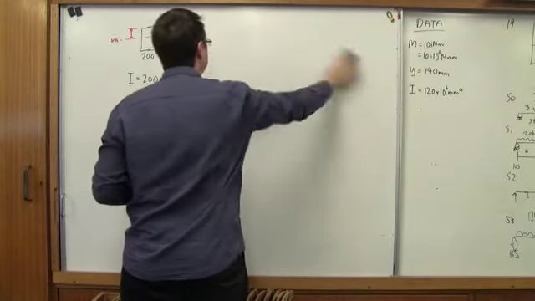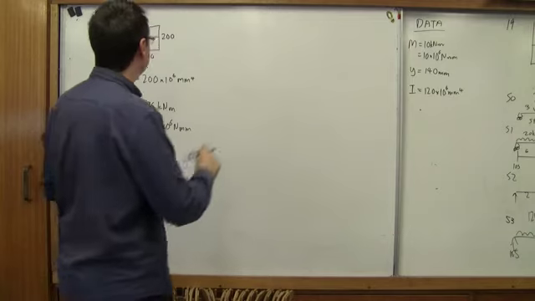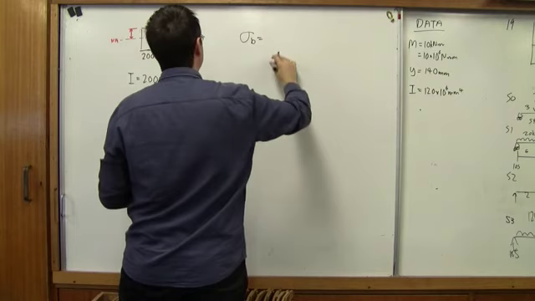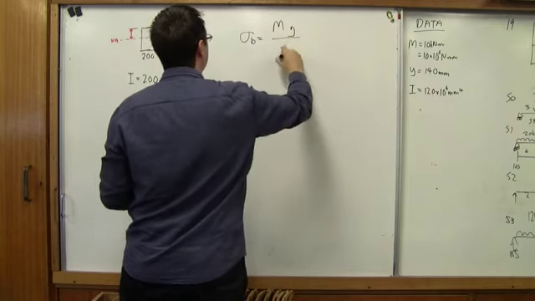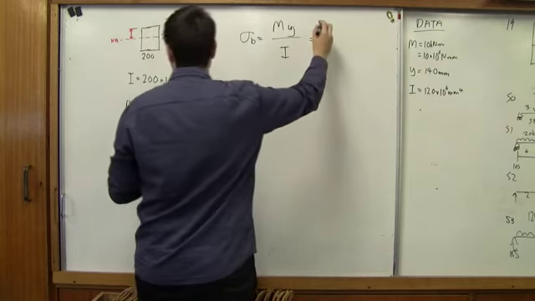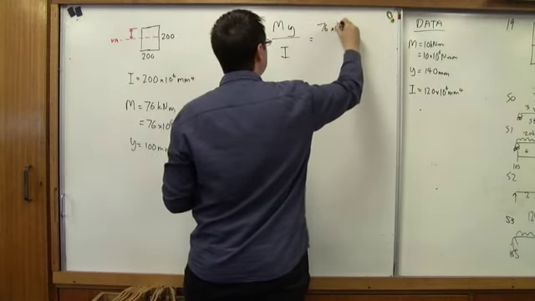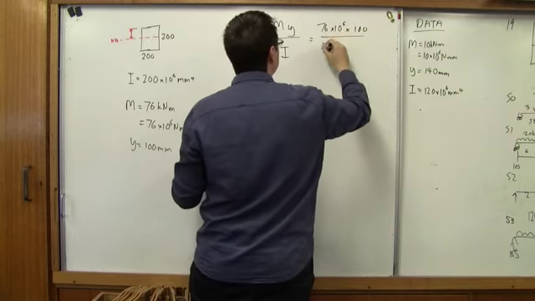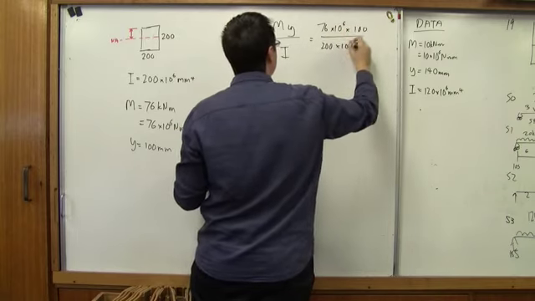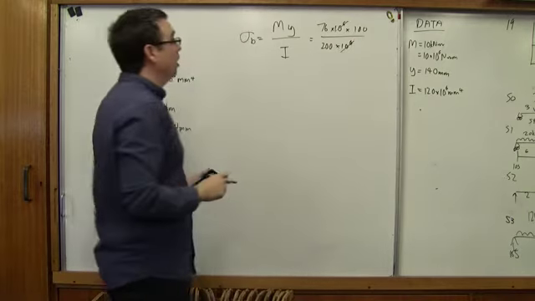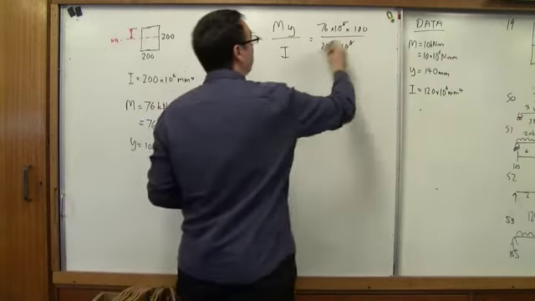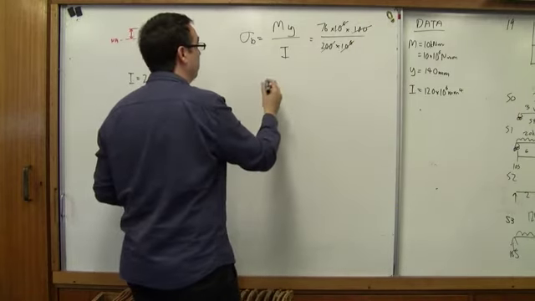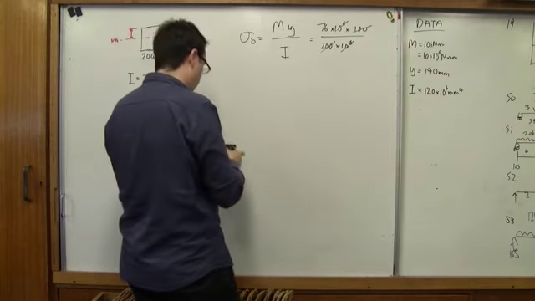Now that we know that, it's fairly easy just to plug some numbers into the formula. Okay, sigma B equals My over I. Which we're going to say that we've got 76 times 10 to the 6 times 100 divided by 200 times 10 to the 6. Okay, so those cross out. So these zeros cross out. So it's effectively 76 divided by 2 is going to equal 38 or something like that.